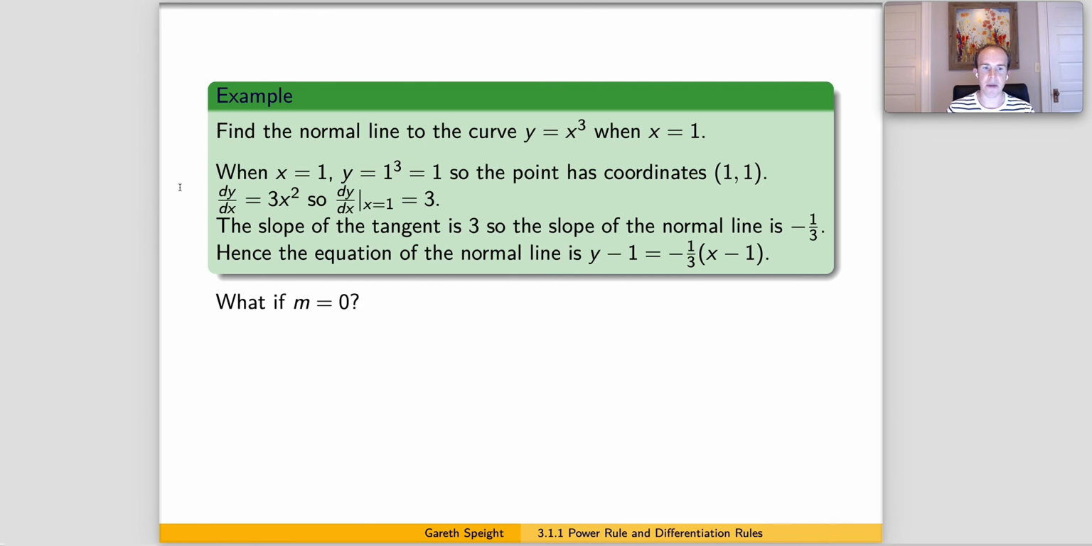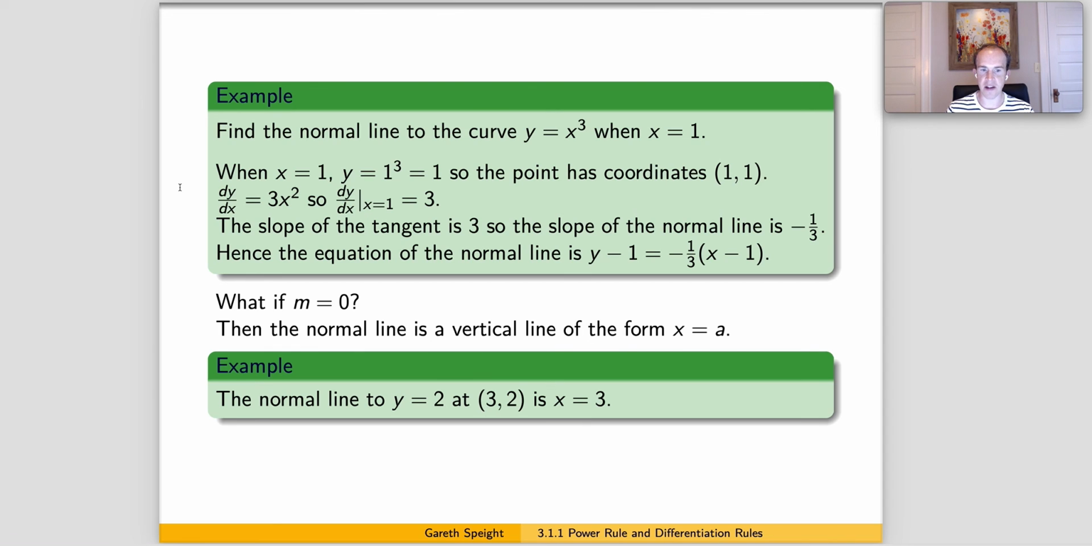Okay, what happens if m equals 0? So here notice that m, the slope of the tangent, was 3, which was not 0. What if we have a different example where it's equal to 0? If m equals 0, then that means that the curve is flat or is just horizontal. So if the curve is horizontal, the tangent line would be horizontal. In that case, the normal line would be vertical. So the normal line would be a vertical line of the form x equals a.